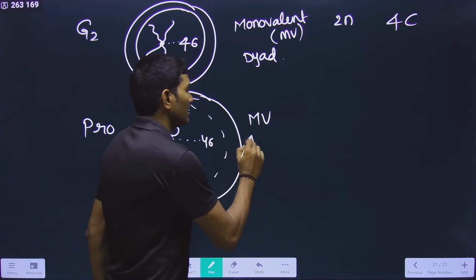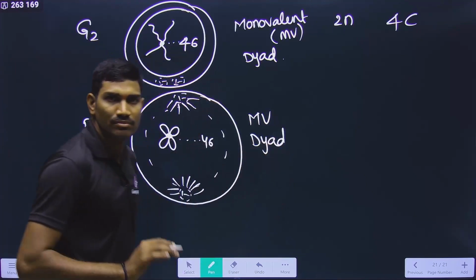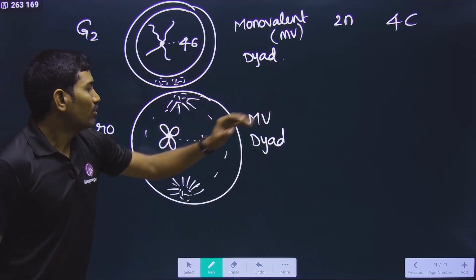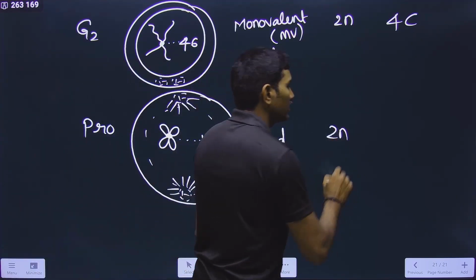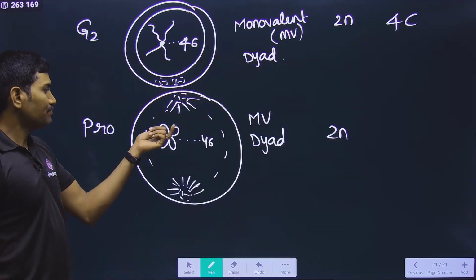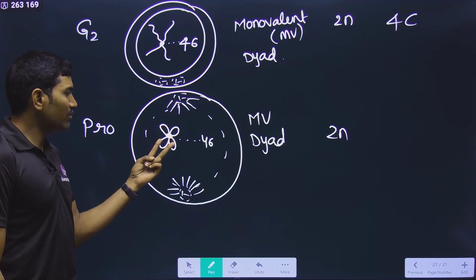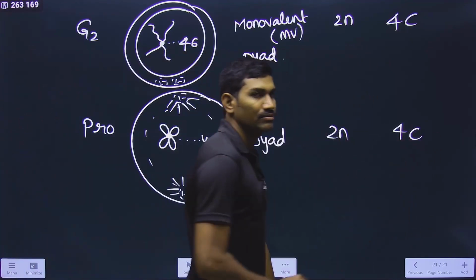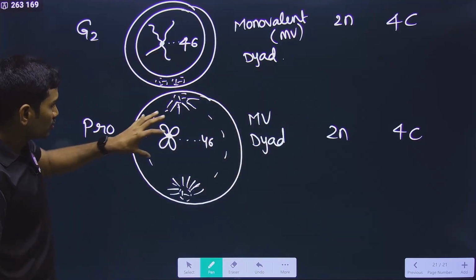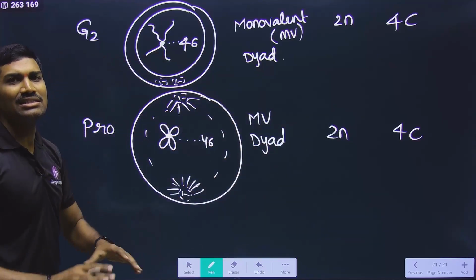Two chromatids are there, so it is a dyad chromosome. Clear? Next one. What is the ploidy? 46 into 1, so 46 chromosomes. So it is 2n. And what is the C value here? C value is 2 DNA molecules into 46, 92 DNA molecules. So it is 4C. This is the information. So see this, how exactly we are changing the diagram.